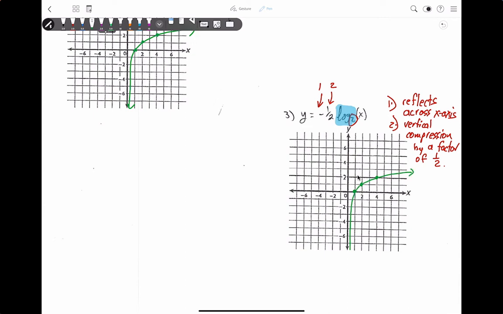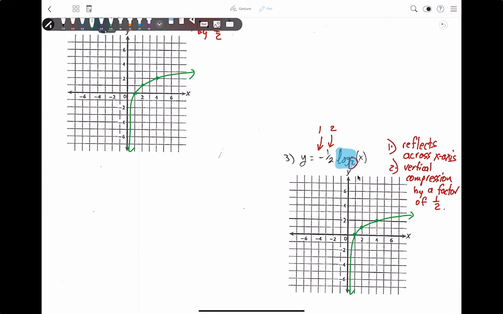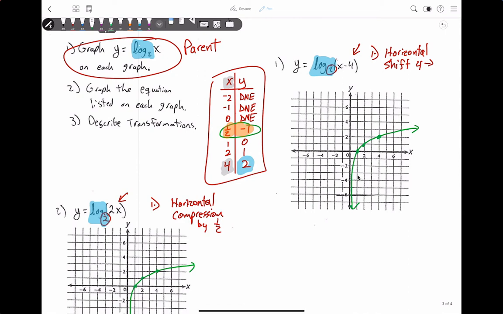Again, all of these have a default vertical asymptote of x is equal to 0, otherwise the y-axis. But I'm not going to draw that just yet. I want to do the transformation and then draw that, okay? So this is where they're coming from, guys. This is the parent function log base 2 of x on all of those. So now let's graph this function here.